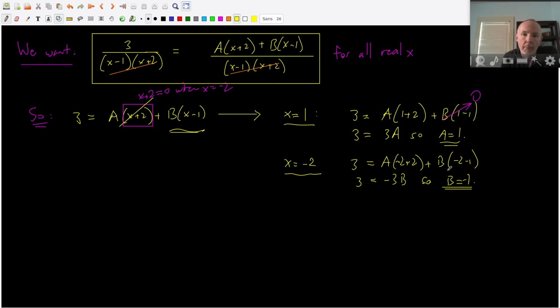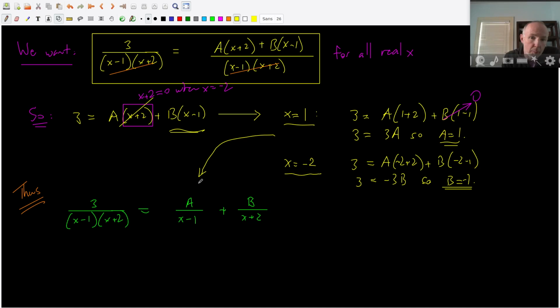Excuse my bad handwriting. So we know what a and b are. So going back to the whole point here, if we know what a and b are, we can feed this back into the expression that tells us what this whole thing is, 3 over x minus 1 times x plus 2. Well, that's a, which was 1, over x minus 1, plus b, which was minus 1, over x plus 2.